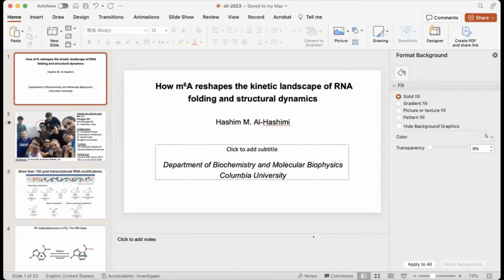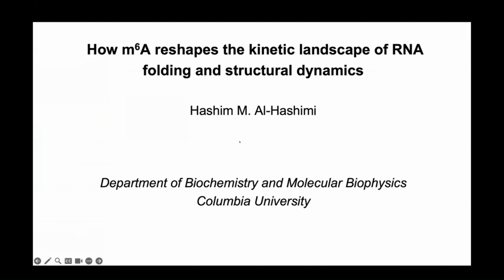Thanks, Kelly, for the introduction. It's a pleasure to be here with you and to talk about some of the work that we have been doing in my lab, exploiting the power of NMR and stable isotopes. And so today, I'm going to tell you a story about how we used NMR to understand the mechanism by which a ubiquitous post-transcriptional RNA modification called m6A impacts the behavior and biological activity of RNAs.